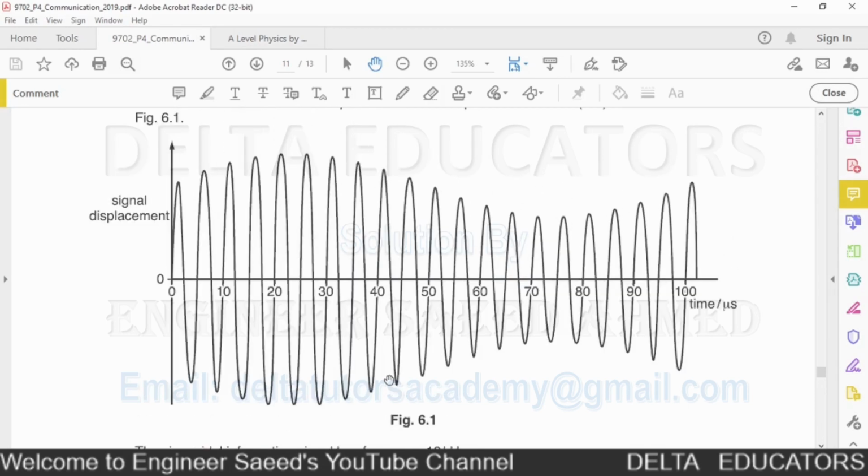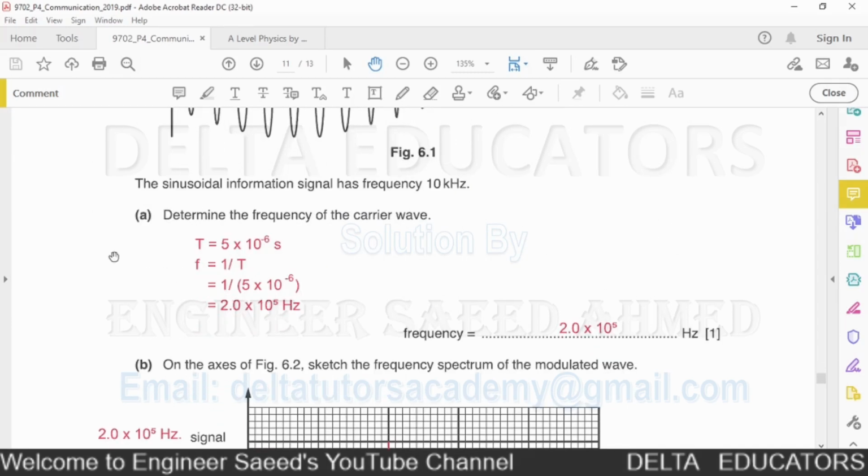To find the frequency of the carrier wave, first we have to check the time period of the wave. Looking from here up to here, we have two complete waves, and for two complete waves the time taken is 10 microsecond. So for one wave the time taken will be 5 microsecond, and time taken for one wave is called time period. In 1 microsecond there is 10 power minus 6 second, so time period will be 5 into 10 power minus 6 second.